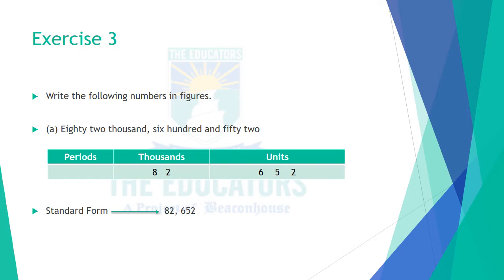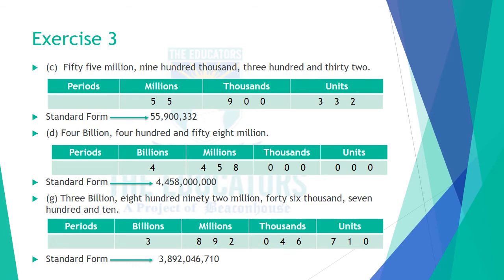Now let us start exercise 3. Write the following numbers in figures. Part A, 82,652. We apply the same rule that we used in the previous example. Place the digits in the place value chart. Place 82 in thousands period and 652 in units period. Then we can write in figures as 82,652.